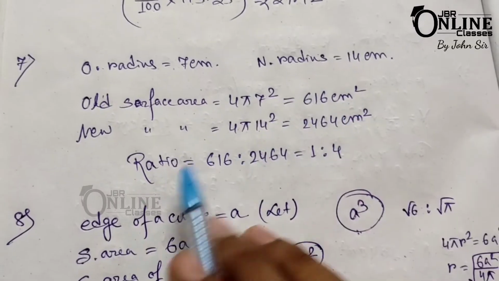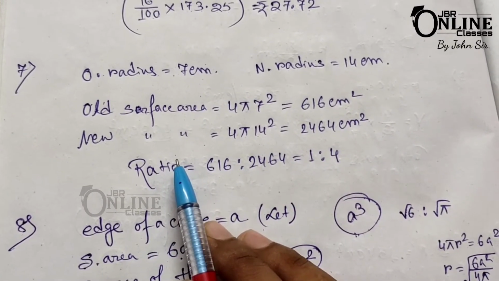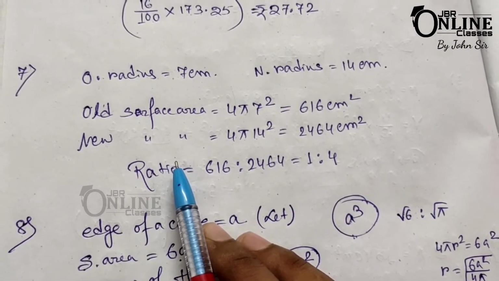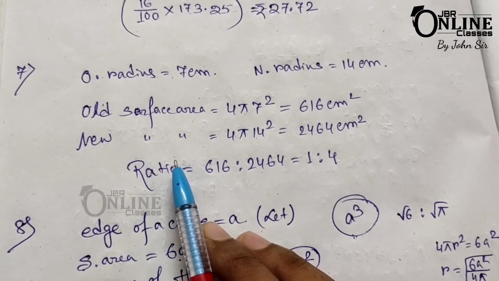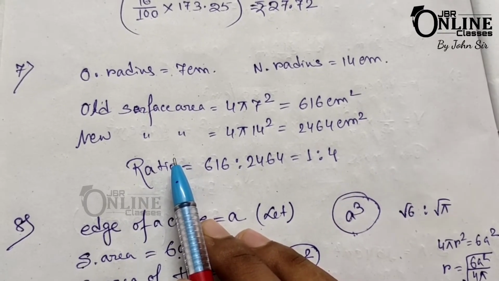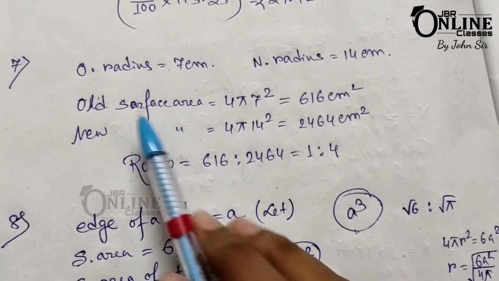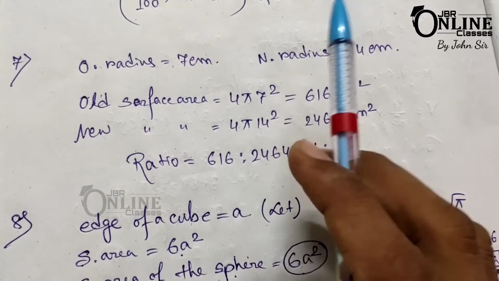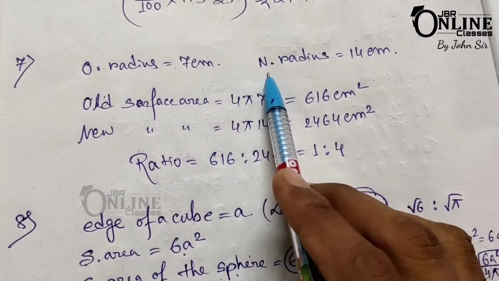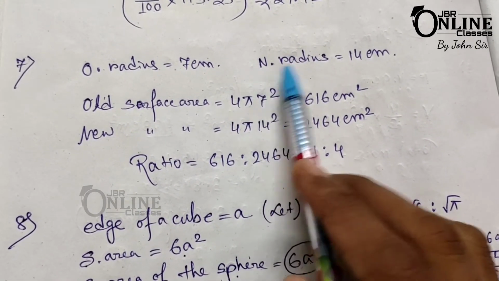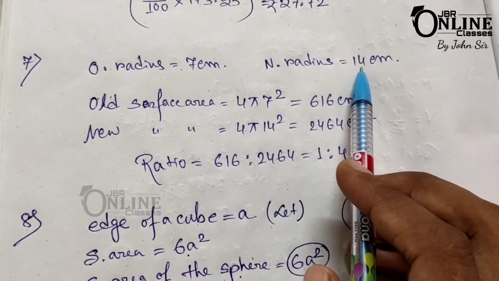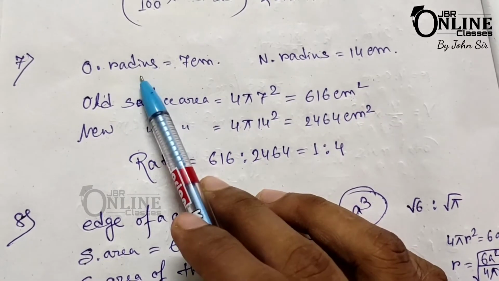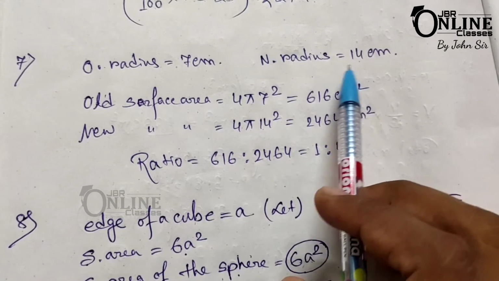answer. Number 7. In sum number 7, the radius of a spherical balloon increases from 7 centimeter to 14 centimeter as air is pumped into it. So here the old radius is 7 centimeter, and after air is pumped into it, the new radius will be 14 centimeter. Okay, 7 centimeter is the previous radius and 14 centimeter is the new radius.